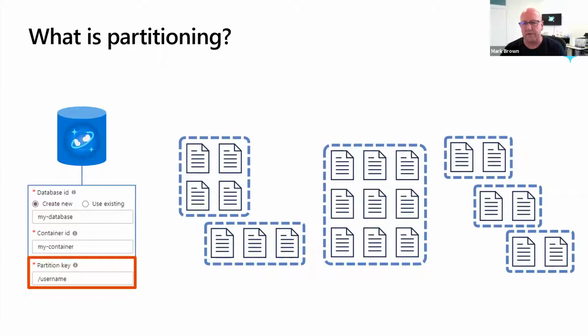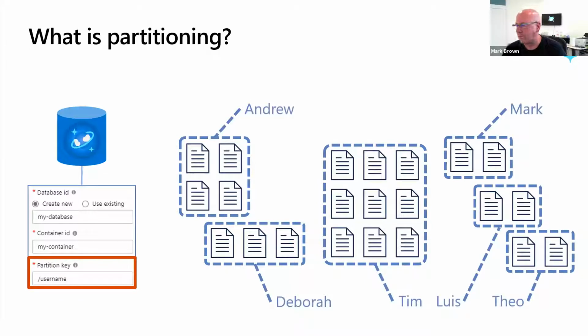So when you create a new container in Cosmos DB, you have to specify that container's partition key, which is a property within each of the documents that Cosmos will use to decide where your data should go. You can think of it kind of like an address to route your data to. Now, using the example above, where I'm partitioned by username, we'd end up with a logical partition where username equals Andrew, or a second logical partition where username equals Mark or Deborah, and so on.